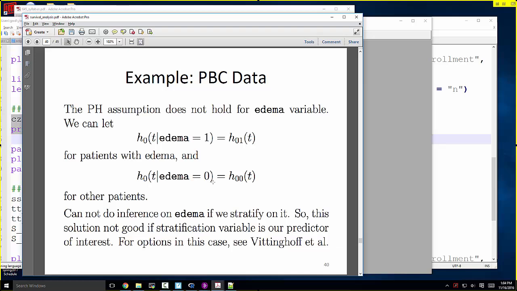So what we can do is stratify the proportional hazards model by allowing there to be two different baseline hazard functions, one for edema equal 1 and another for edema equal 0. That allows for there to be a time-specific hazard for each of the levels of edema.